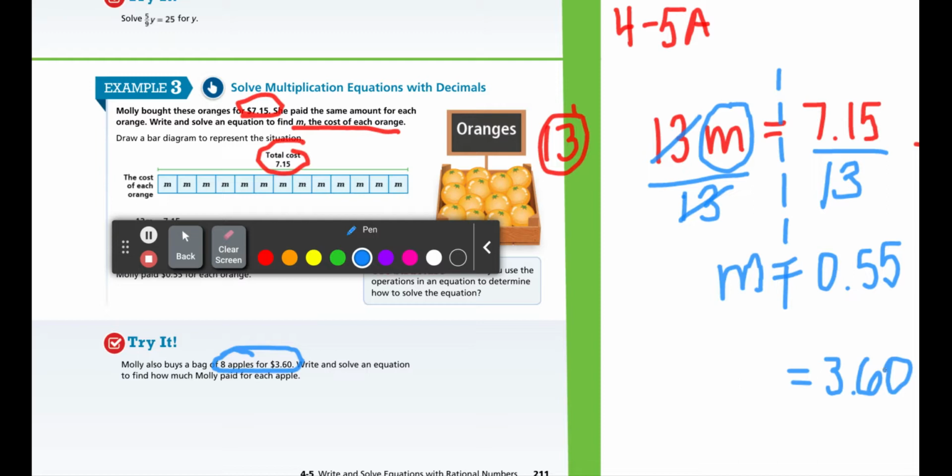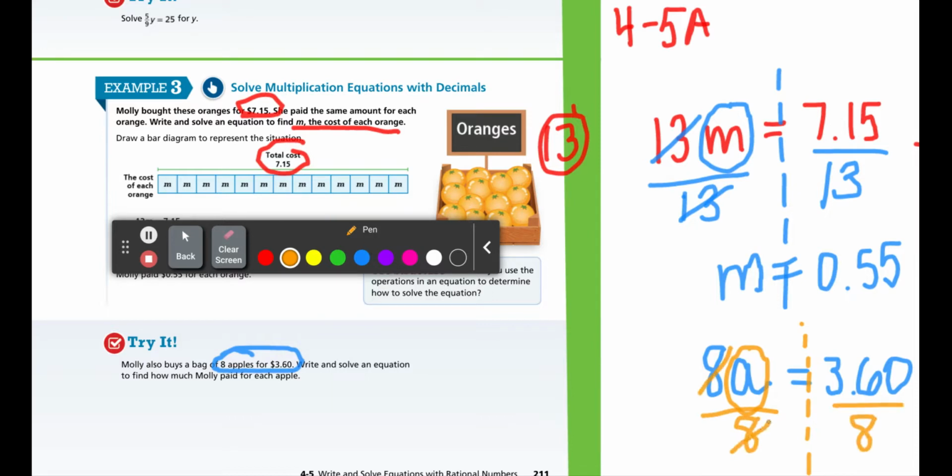We don't know how much each apple is, but we know the total is $3.60. So what operation do you think we'll have to do with those 8 apples and the cost of 1 apple? We would have to multiply. We would have to say 8 times A. I'm saying that A is the cost for each apple, is going to equal $3.60. So again, my procedures here are the same. Draw a dotted line down the middle. Circle my variable. My goal is to get A alone. Well, how do I get A alone? We're going to divide both sides by 8.